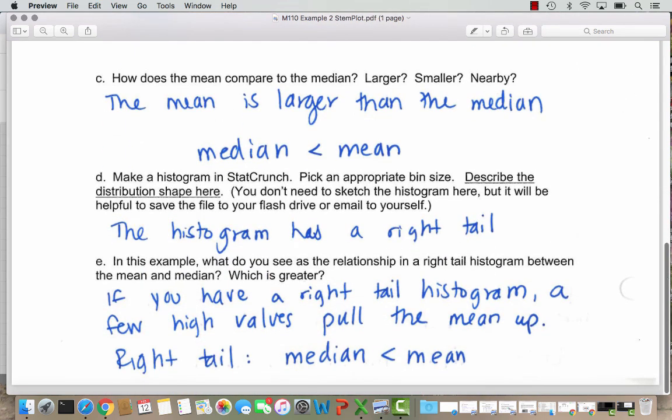The relationship we see here is that if you have a right tail histogram, a few high values pull the mean up. So when we have a right tail scenario, we say the median is less than the mean.